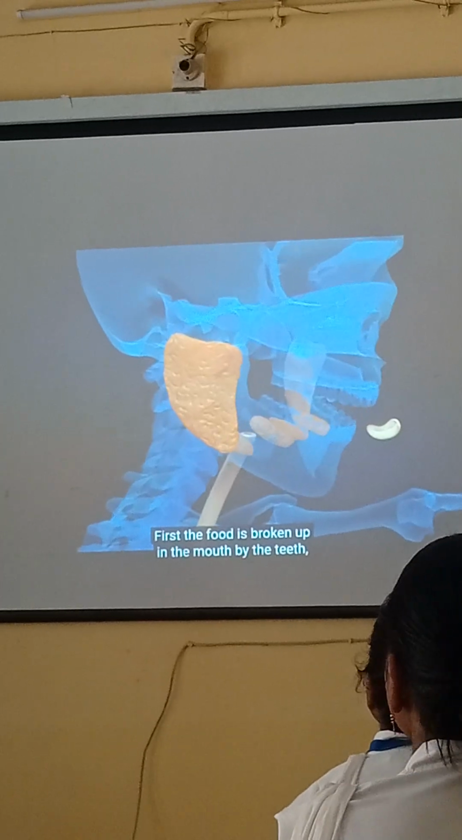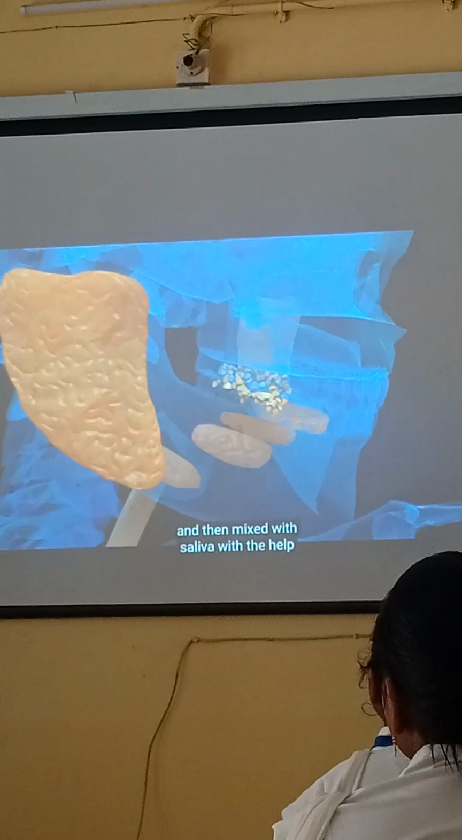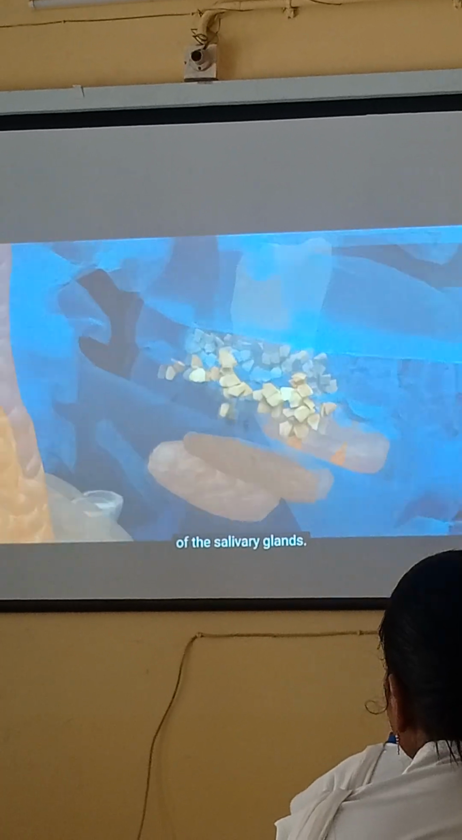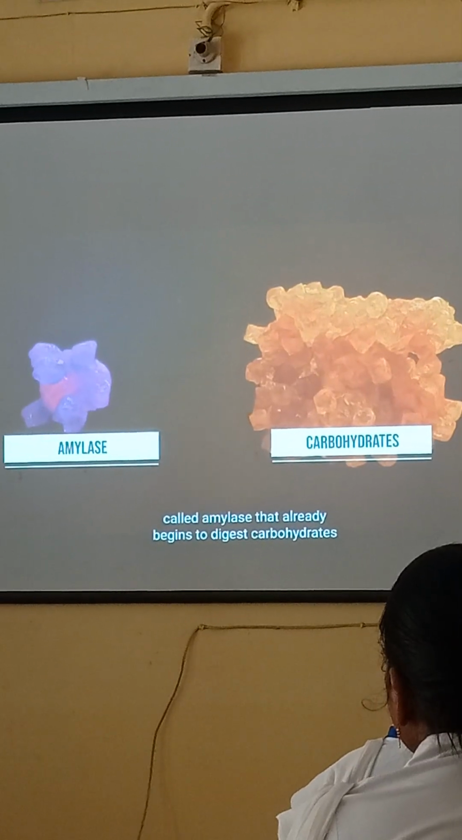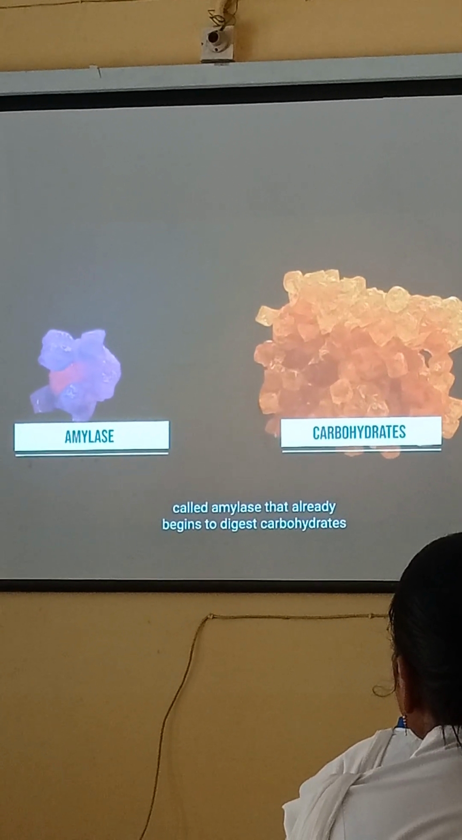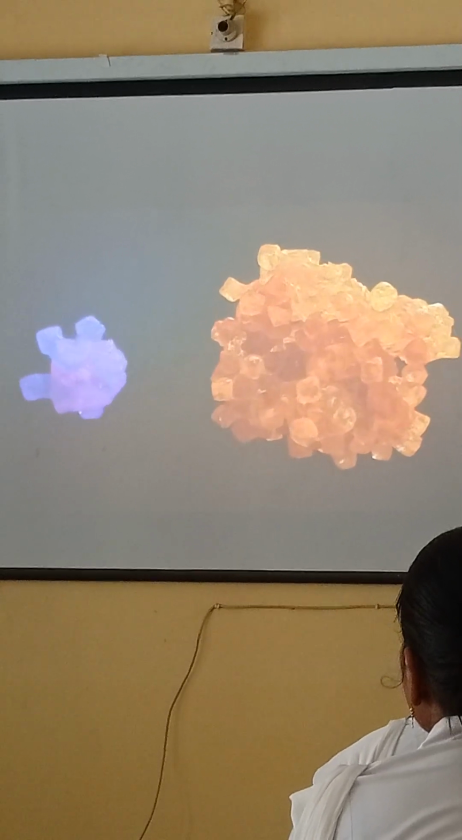First, the food is broken up in the mouth by the teeth, and then mixed with saliva with the help of the salivary glands. Saliva contains a digestive enzyme called amylase that already begins to digest carbohydrates in the mouth. It splits carbohydrates into smaller units.